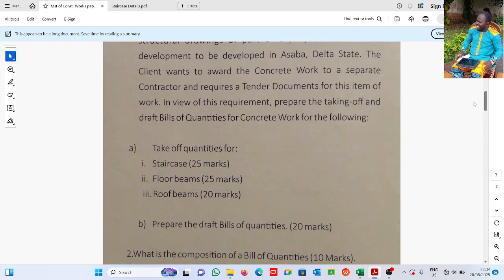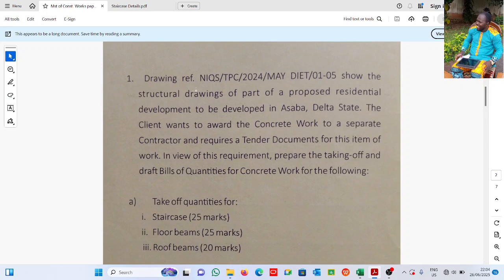This is a question. It says that this drawing shows the structural drawings of this proposed residential development to be developed in Asaba, Delta State. The client wants to award the concrete work to a separate contractor and requires a tender document for this item of work. Concrete work. No reinforcement, no formwork, just concrete works. In view of this requirement, prepare the taking off and draft bill of quantities for concrete work for the following.